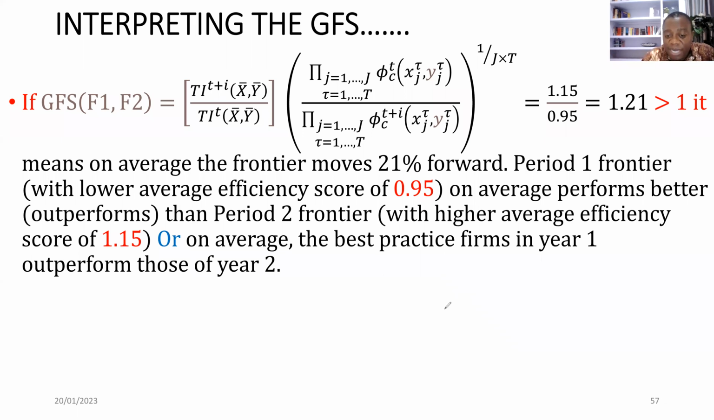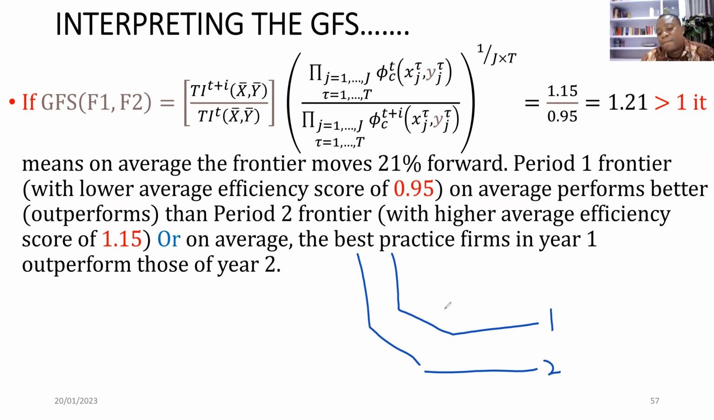Suppose, and I'm just drawing an input orientation, you have this input orientation and you have another one here. This is frontier 2, and this is frontier 1. Has this frontier from year 1 to year 2 moved forward or backward? Doc, it has moved forward. Perfect. Since it's input orientation, it must be closer to the origin.